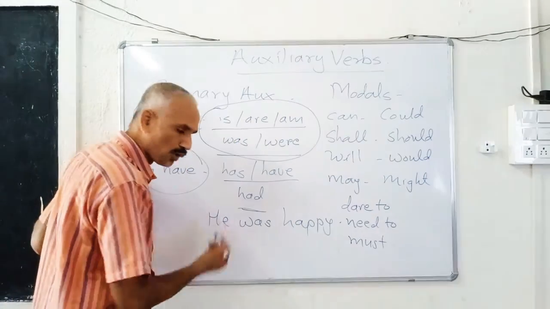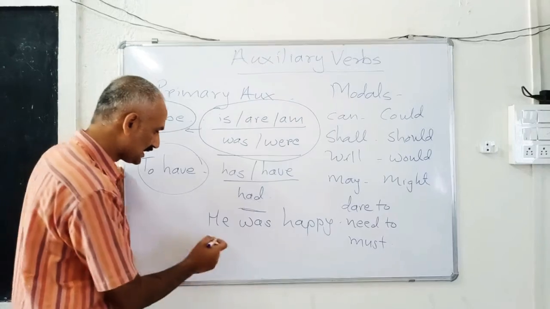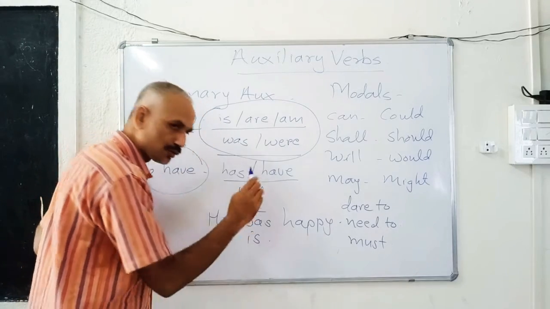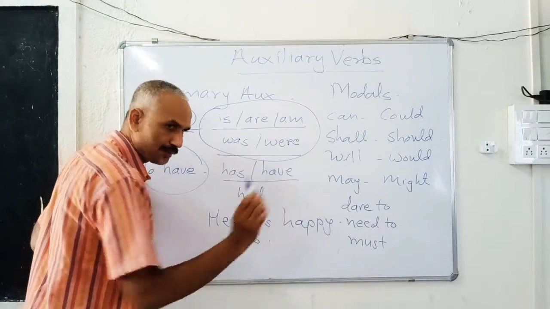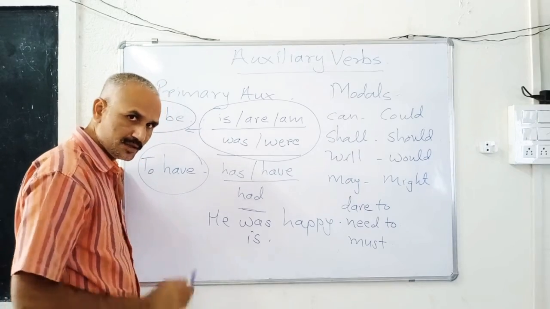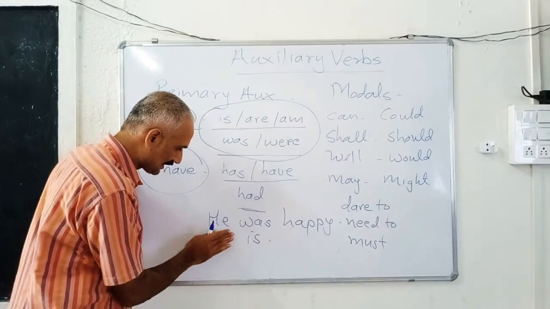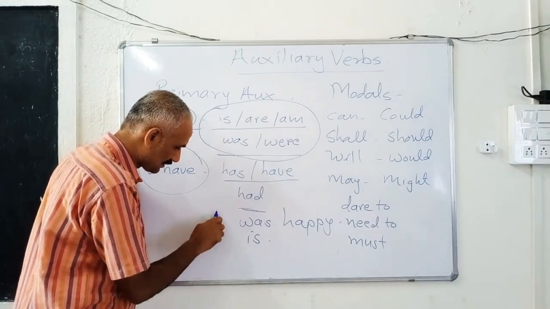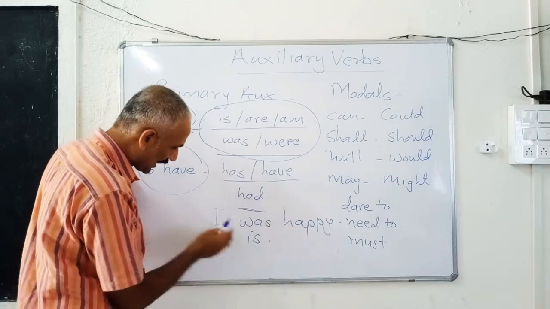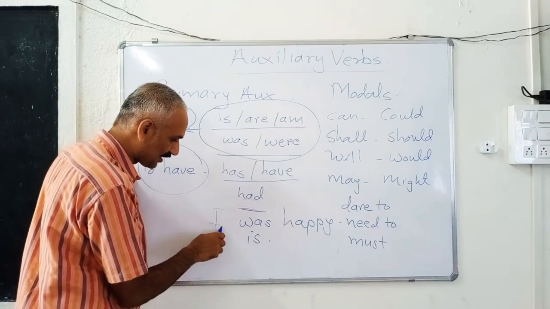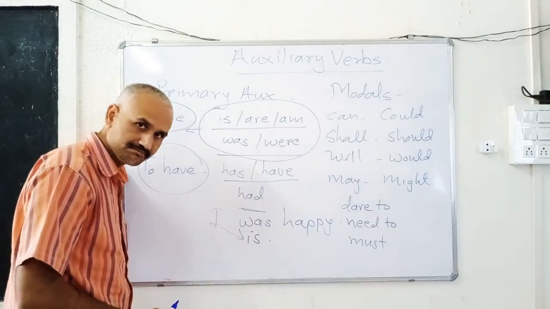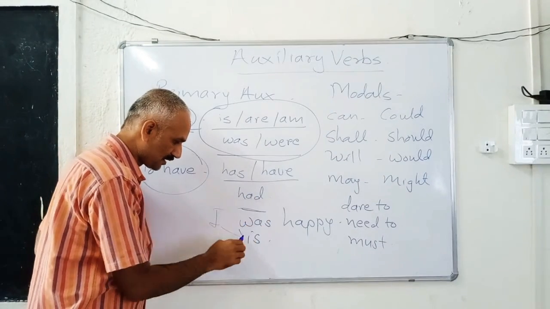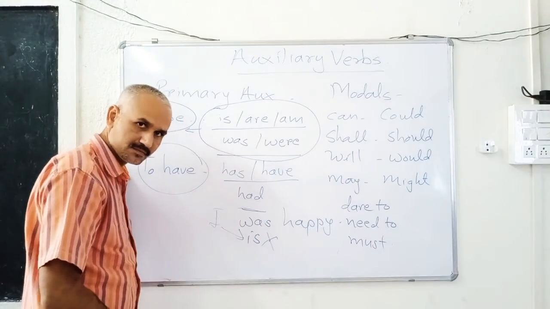Now, he and was can go together. He and is can go together. He is happy. He was happy. That is possible. But I can't say... I can say I was happy, but I cannot say I is happy. This is possible, but this isn't possible.